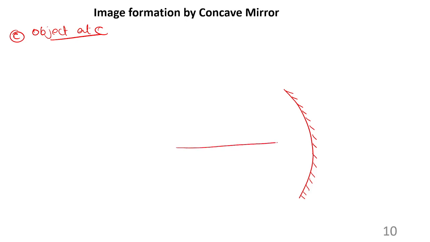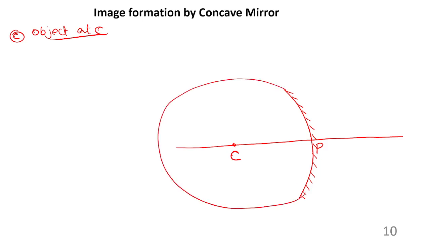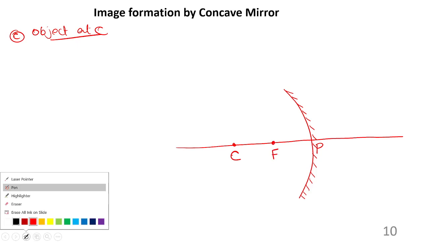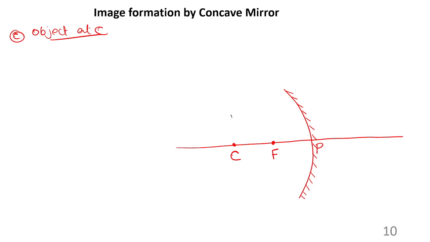So let me draw the principal axis. This is the pole. Let this be the center of curvature, meaning this becomes a sphere having center C. The midpoint is said to be the focus. Now this time I am going to keep the candle exactly at the center of curvature. AB is the candle and I am watching the image on the mirror. So let us see the image.